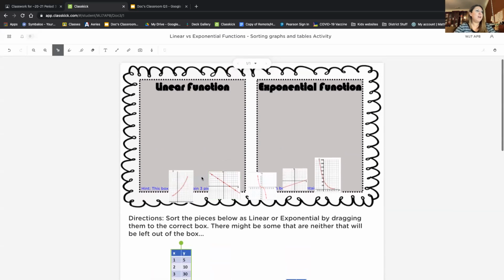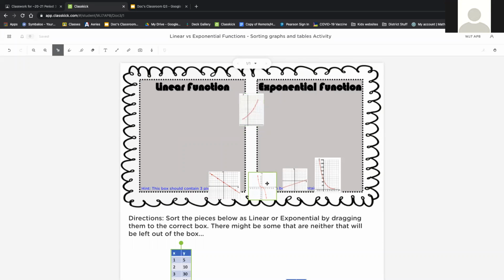So we're gonna go through these one at a time. You guys will tell me if it's L for linear or E for exponential or N for neither, because we are gonna have some that are gonna be none, all right? Or just say none, whatever. All right, looking at this graph, is this one linear or is this one exponential? Can anyone let me know? Exponential. Good job. Yes.